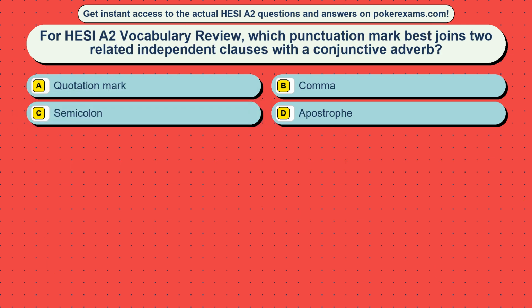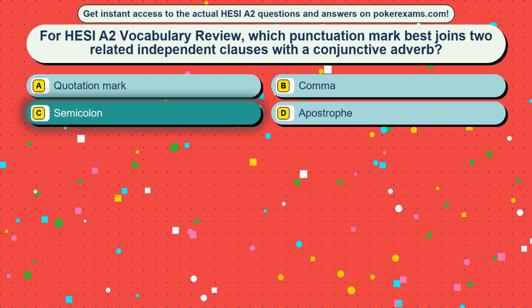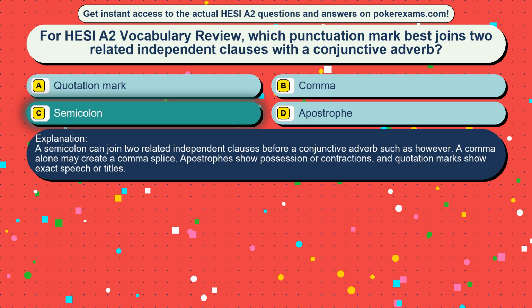Question 32. For HESI A2 Vocabulary Review, which punctuation mark best joins two related independent clauses with a conjunctive adverb? Option A, quotation mark. Option B, comma. Option C, semicolon. Option D, apostrophe. The correct answer is option C, semicolon. A semicolon can join two related independent clauses before a conjunctive adverb such as however. A comma alone may create a comma splice. Apostrophes show possession or contractions, and quotation marks show exact speech or titles.